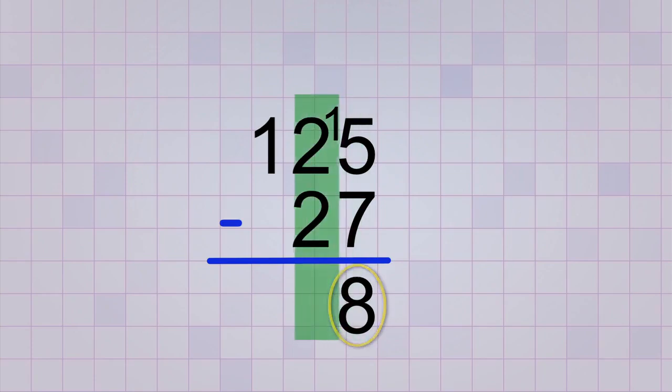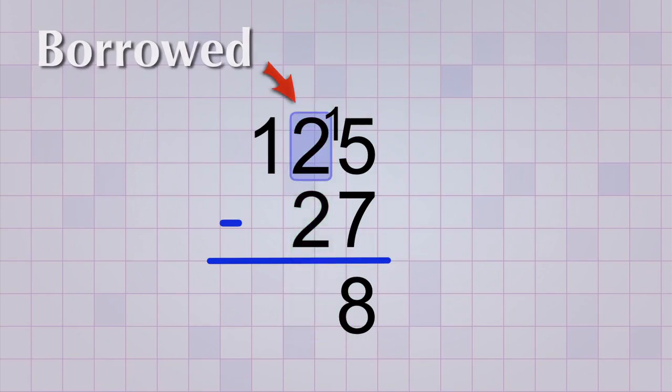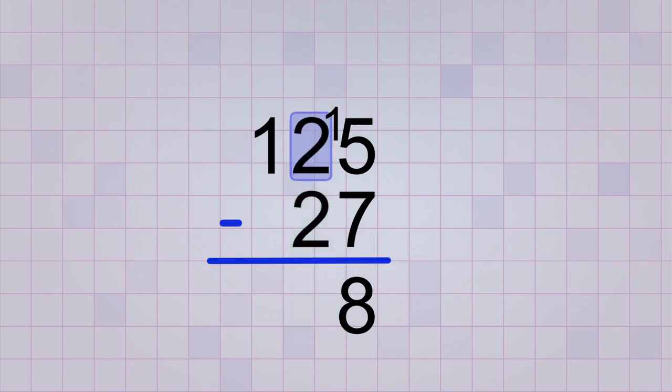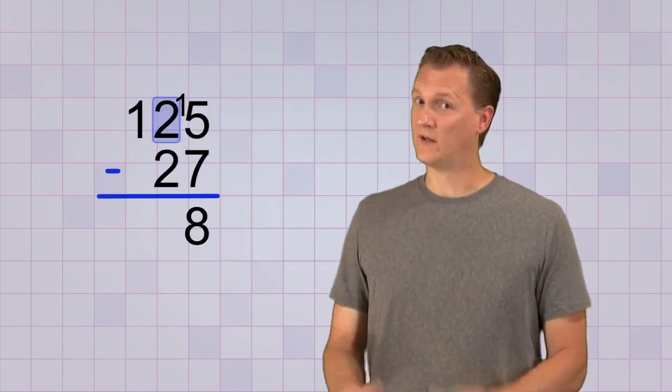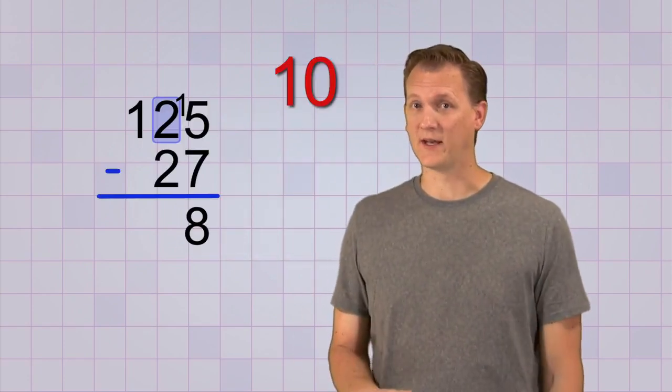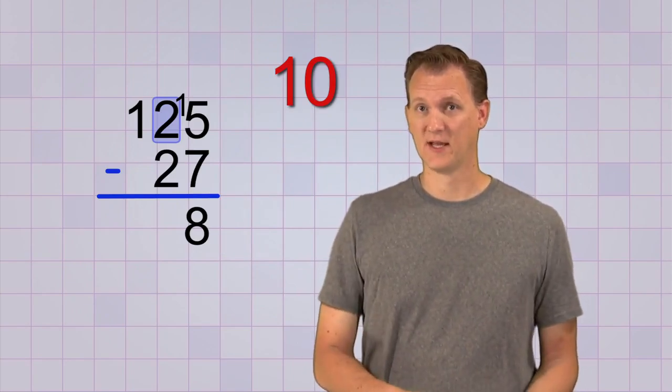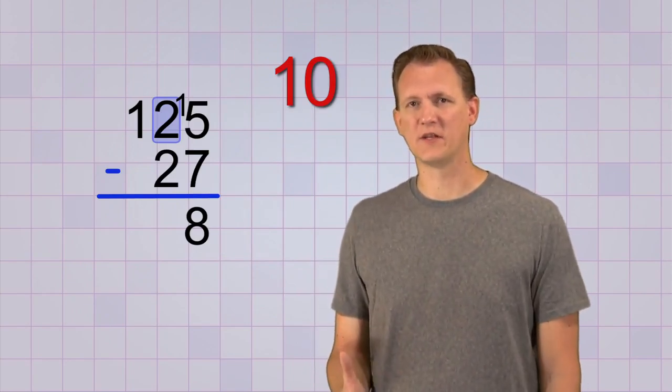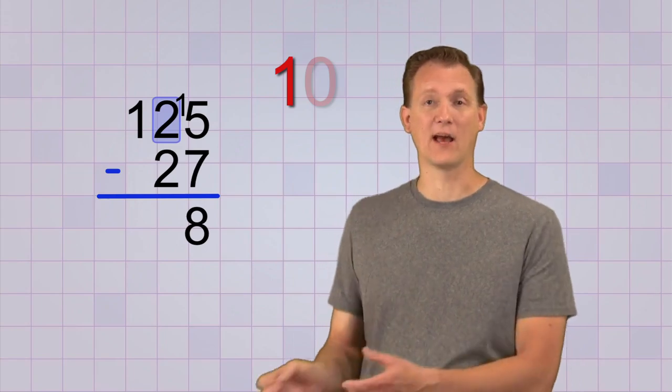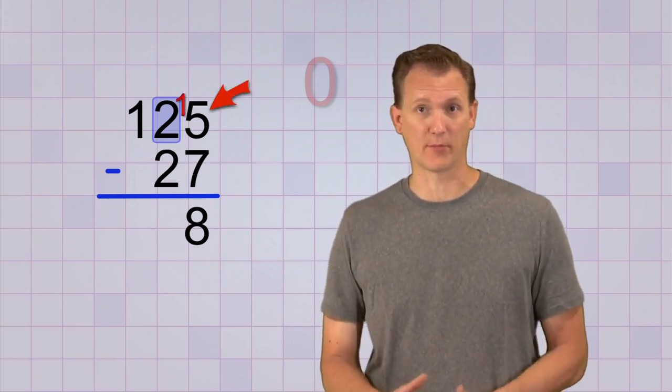Now we can move on to the next column. But remember, we borrowed from that number place. It used to be a 3, but now it's a 2. It went down by 1 because we borrowed from it. Well, remember, we really borrowed 10 because it was in the next number place. But it's sometimes easier to just think of it as borrowing a 1 and getting to stick that 1 in front of the digit that needed to borrow.